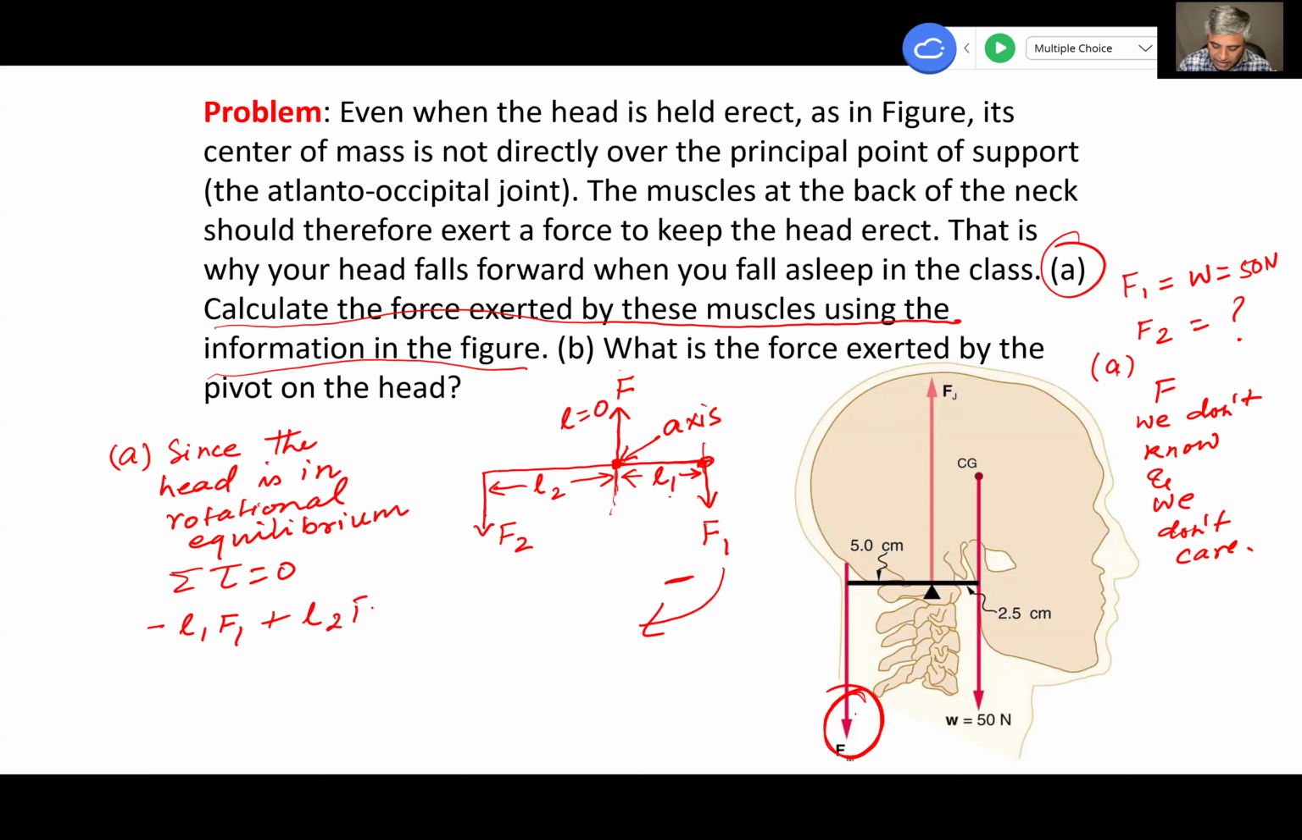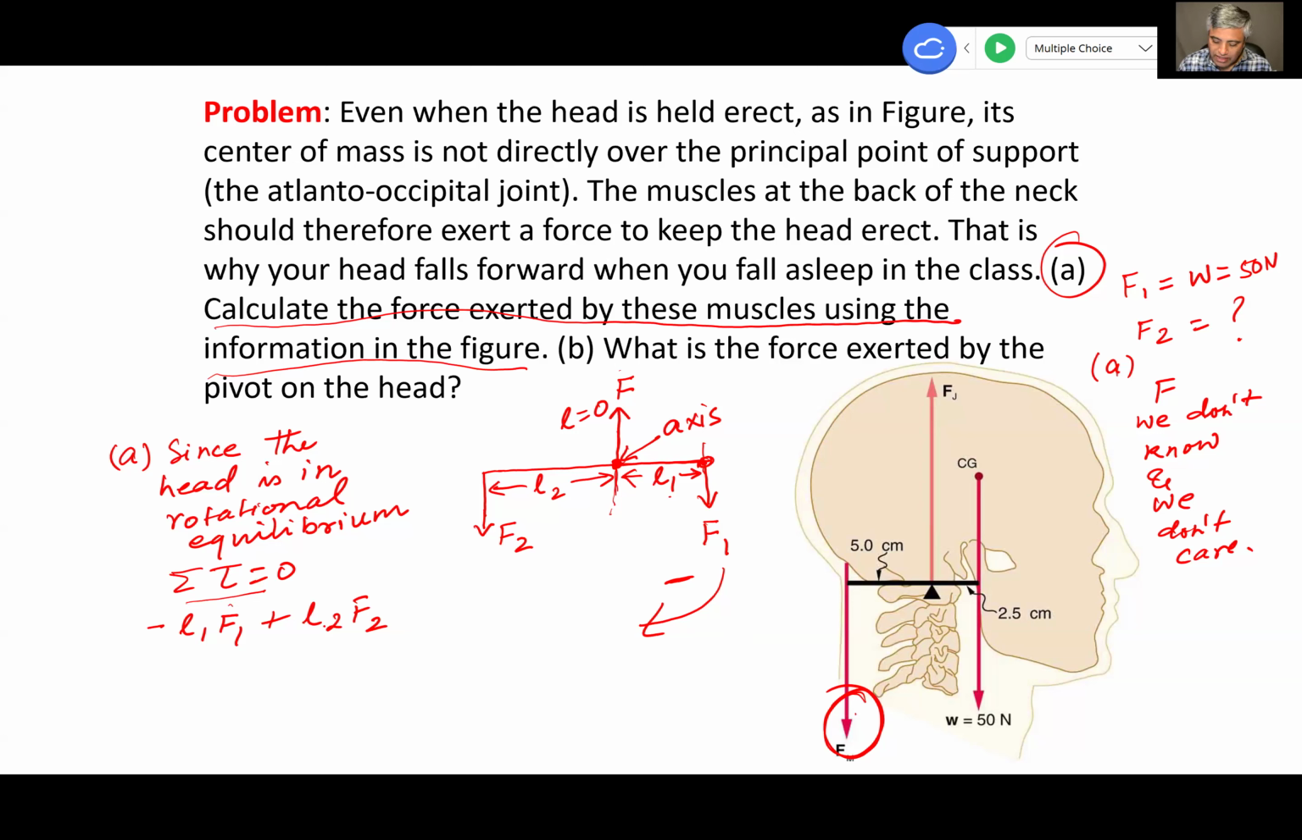By the way, sometimes I see students mix up force and torque. They may simply write F1 here without the lever arm. If you're not writing the lever arm, you are just writing force, not torque. One is torque, another one is force. You cannot just add them, okay? So keep that in mind. Torque has both lever arm and force, so make sure those multiplication terms exist in the equation.